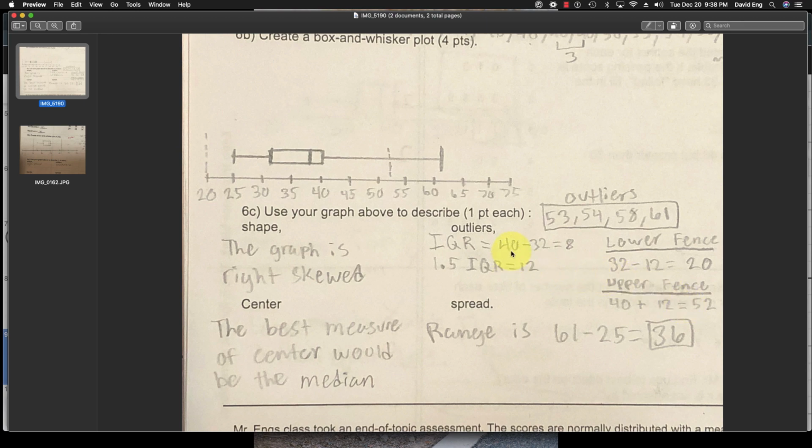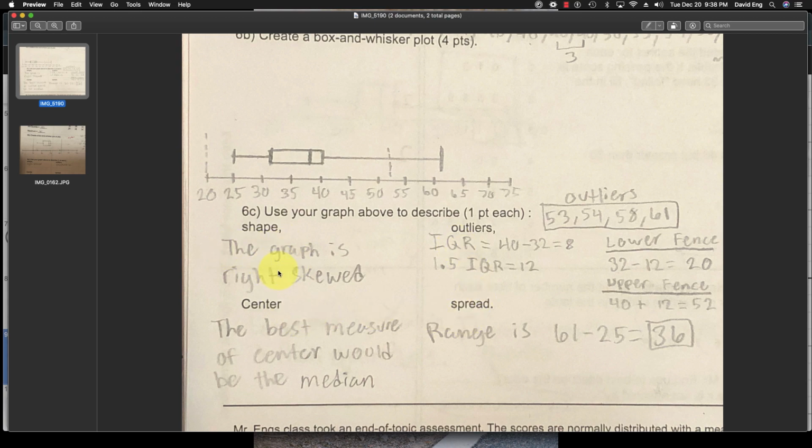So the interquartile range, Q3 minus Q1, should be 8. 8 times 1.5 is 12, which is correct. So then our only outliers are beyond 52, which is 53, 54, 58, and 61. And there they have the range. I accepted a couple of answers for this one, so they were 1 point each.